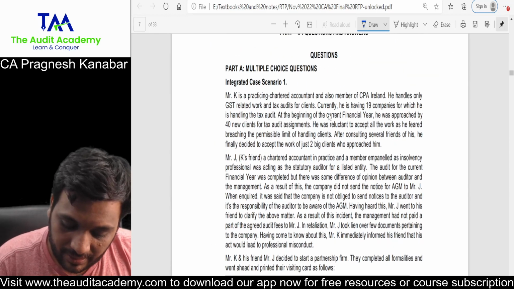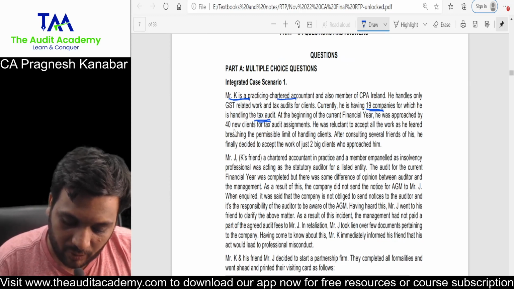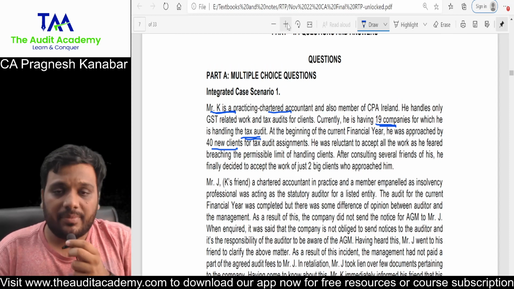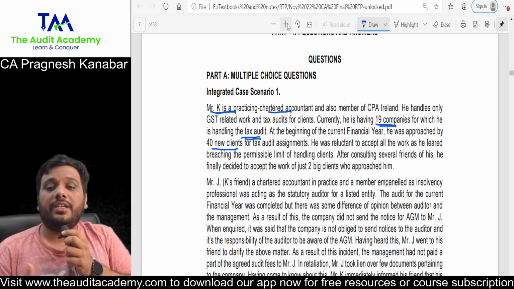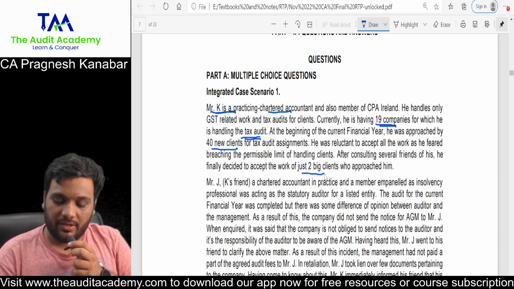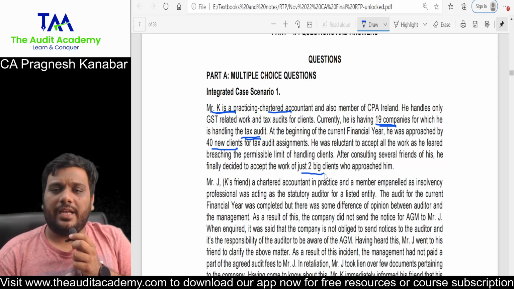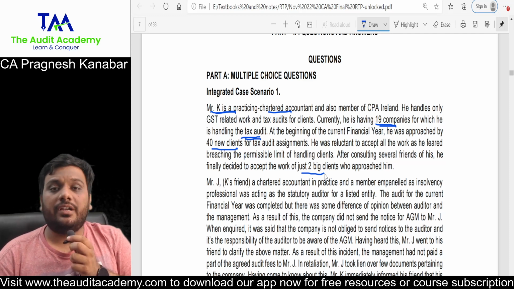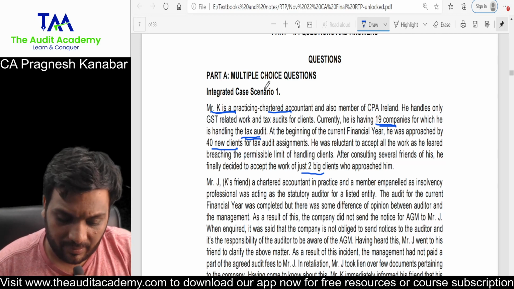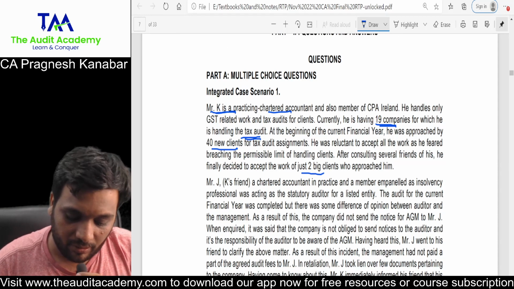And as you can see, this Mr. K, a practicing chartered accountant, already has 19 companies for tax audit, and he has been approached by 40 new clients. So 40 plus 19 just makes it 59, but he is worried whether he will end up breaching the limits. So he is just accepting 2 big clients who have approached him for tax audit. So that still makes it 19 plus 2, 21. It is well within the 60 tax audit assignment limit, and that is why for the first answer they have given option D over here.